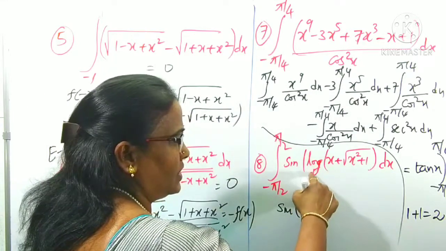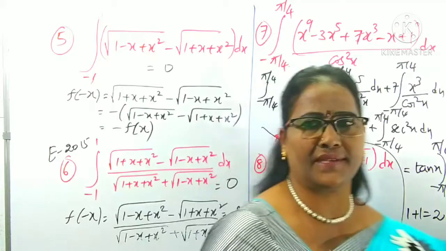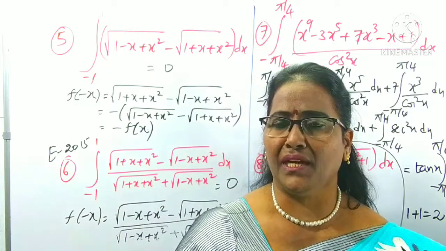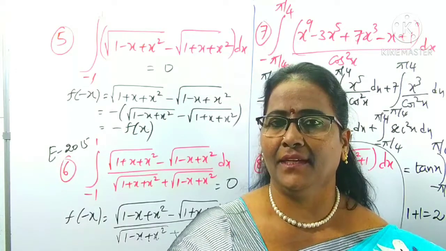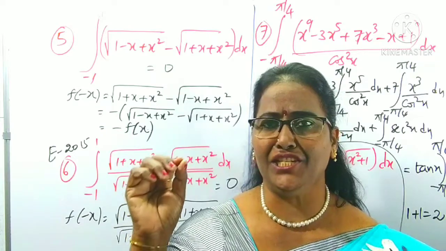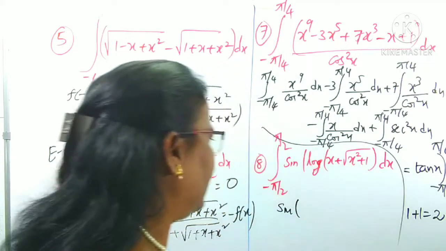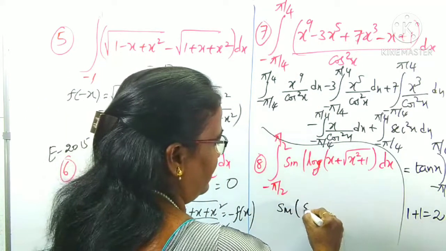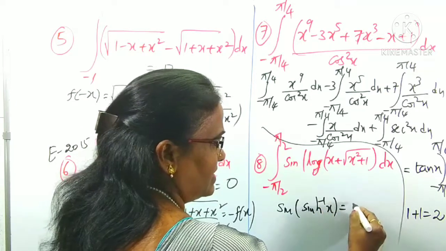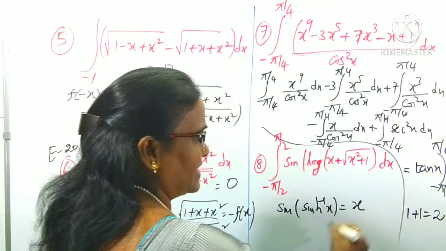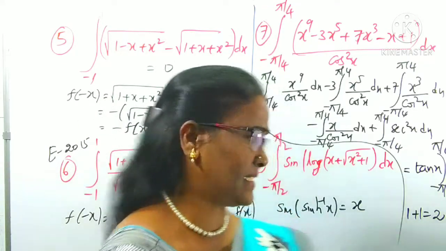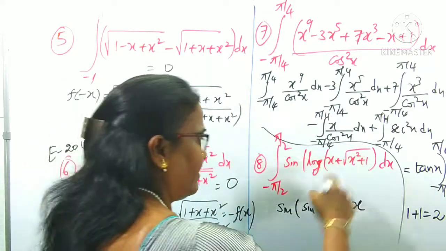Sine of log of x plus root over x square plus 1, which result is that? That is from the hyperbolic functions. Log of x plus root over x square plus 1 is sinh inverse x. Therefore, the given expression is sine of sinh inverse x, which is clearly x from the inverse trigonometry. So indirectly this is given as x.